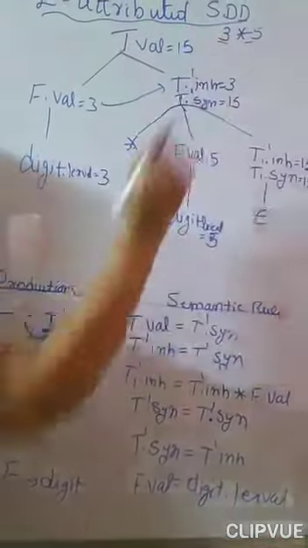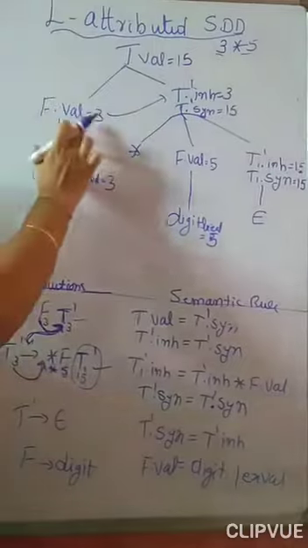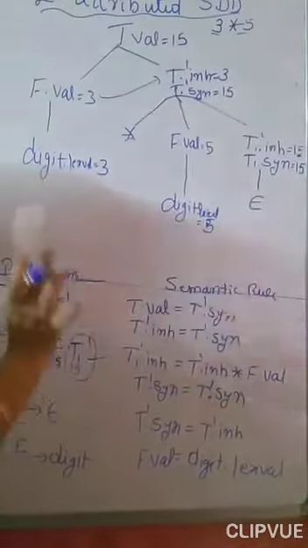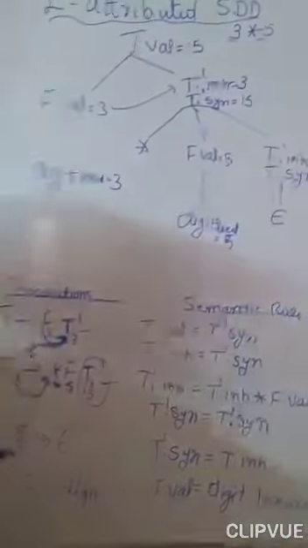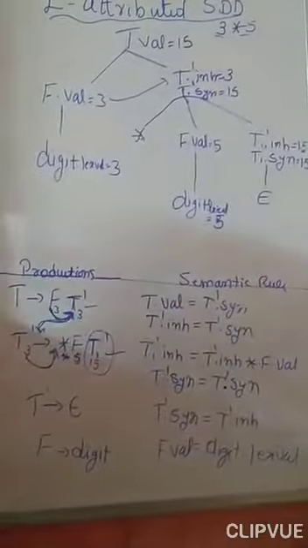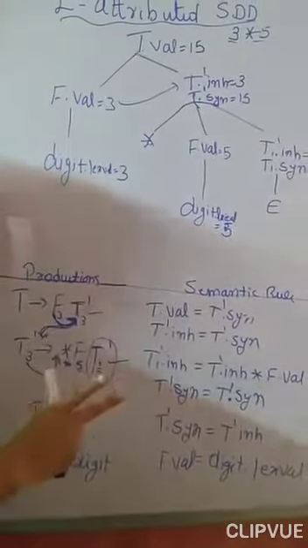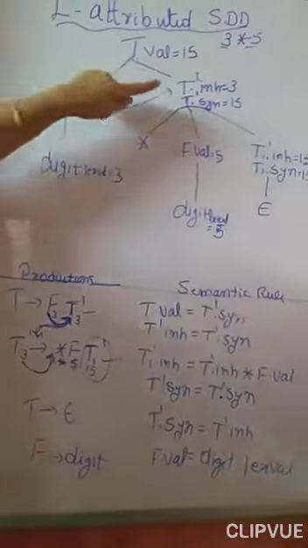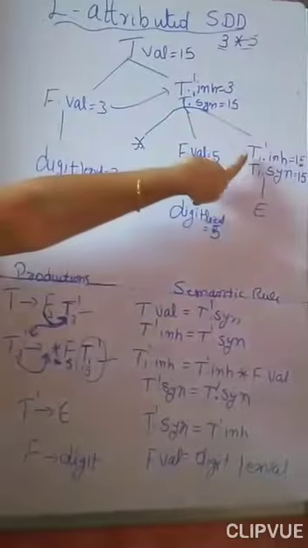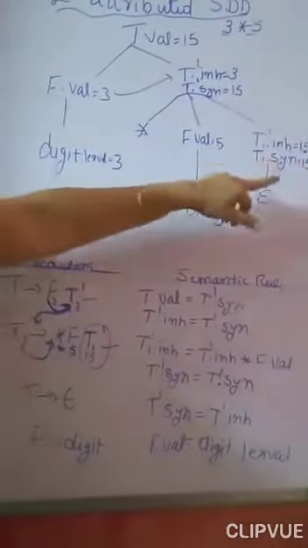So in this case we have taken that as 3 star 5. So here also F dot value is 3. Okay, this is 3. And I think only the single synthesized attribute is associated with the T. So only the T dash is the one which has 2 attributes associated with it. One is an inherited value and one is a synthesized attribute. Both are the same non-terminal.